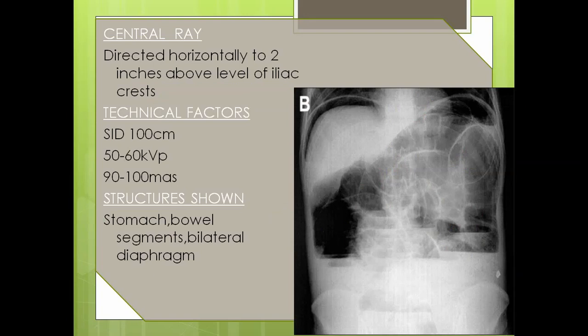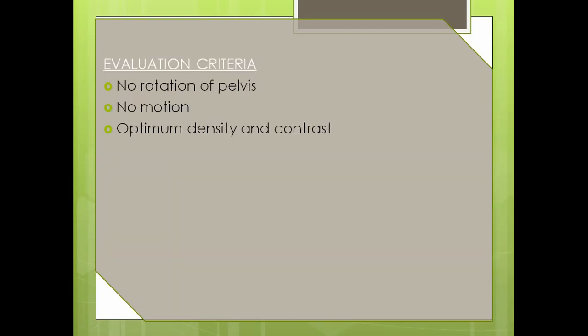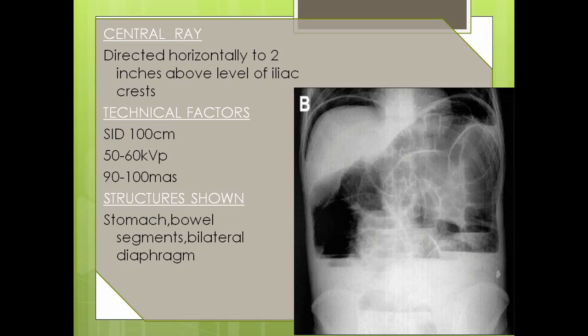So what parts are you going to see? Structures shown: stomach, bowel gas, and the bilateral diaphragm. It should be seen. See, now here you can see this is the diaphragm. You can see the white line. This is the diaphragm. Above that is the lung, and below that is the abdomen.